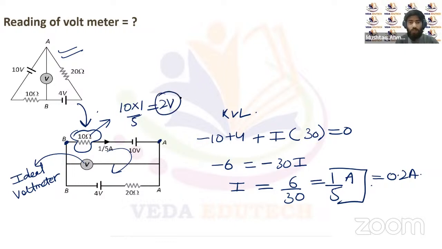If this is the potential drop across this 10 ohm resistor, and 10 volts is the EMF of this battery, then this voltmeter is going to measure a potential drop of 10 minus 2. That's the terminal potential drop, equal to 8 volts. So the voltmeter will be measuring a terminal potential drop of 8 volts.